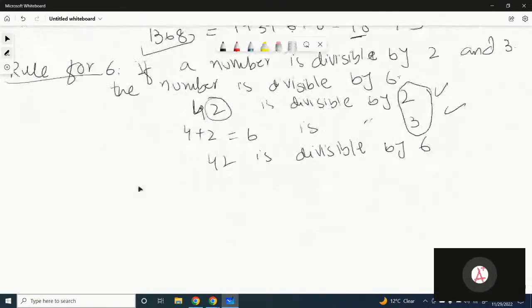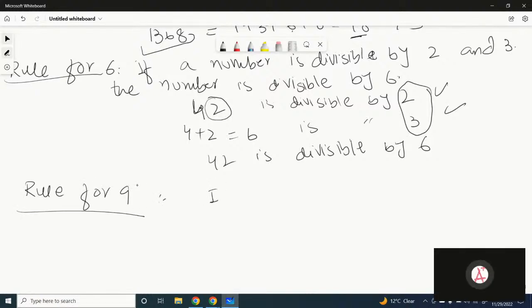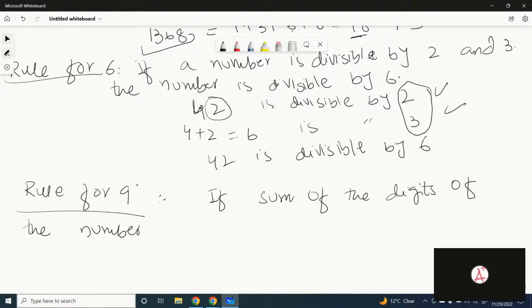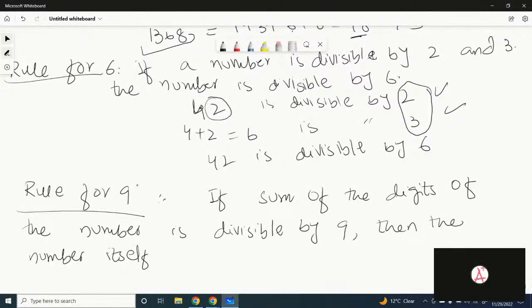Okay, the divisibility rule for 9 is: if the sum of the digits of a number is divisible by 9, then the number itself is divisible by 9. Got it?